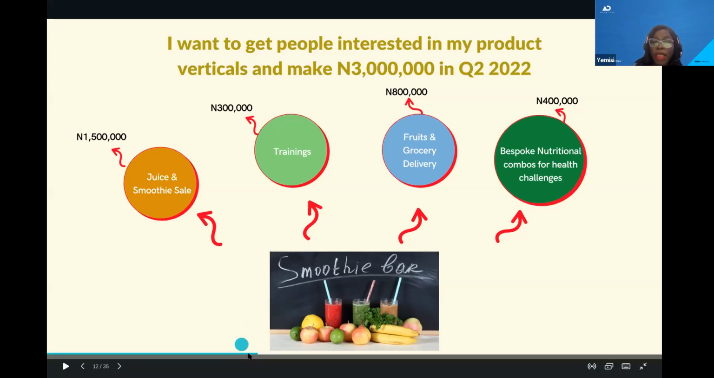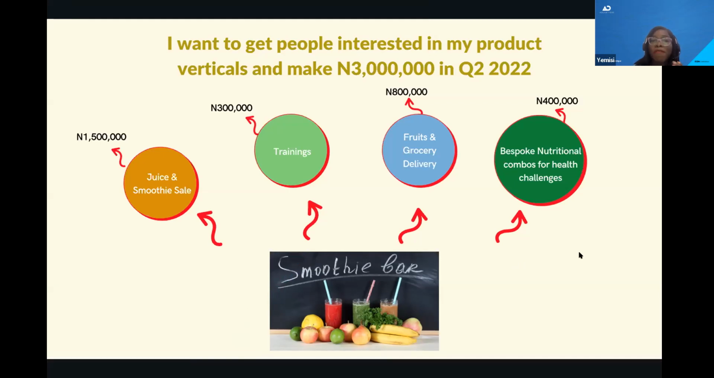Now, I want you to answer me in the chat room. Is this a smart goal or not? If that particular statement above is smart, I want you to type smart in the chat room. Just type smart, smart, smart. I want to read from you in the chat room. Smart, yes. It's a smart goal.